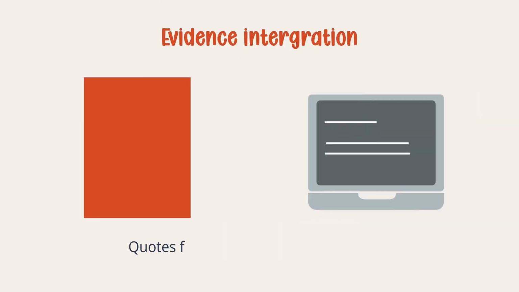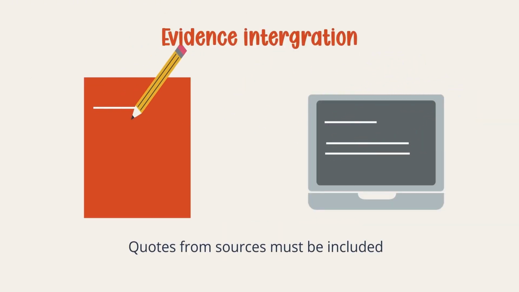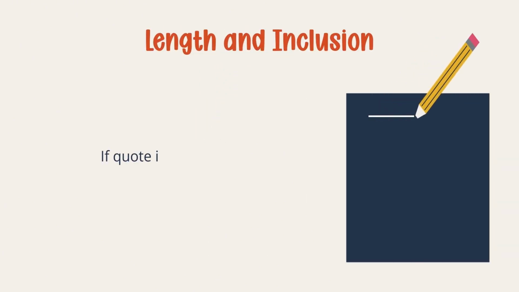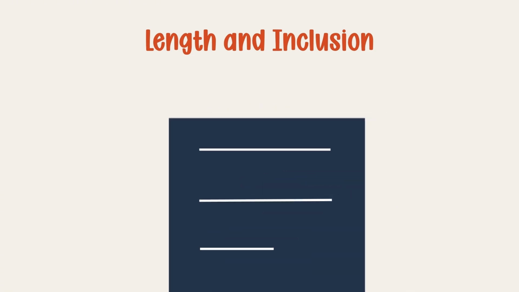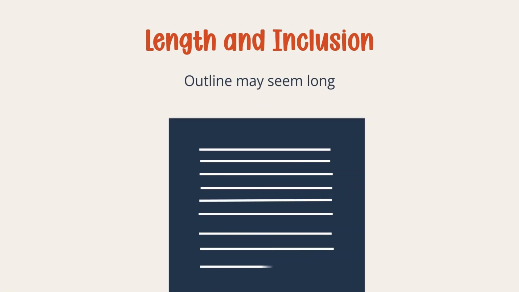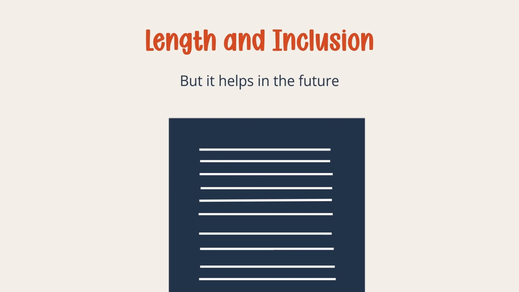Next is filling in the details. You must type actual quotes and page numbers from your sources directly into the outline under their corresponding topic headings. Length and inclusion. If a quote seems relevant, include it. Consequently, the outline may end up being longer than the projected length of the final paper, but it can help in the future.